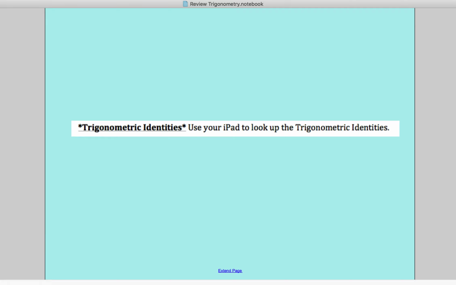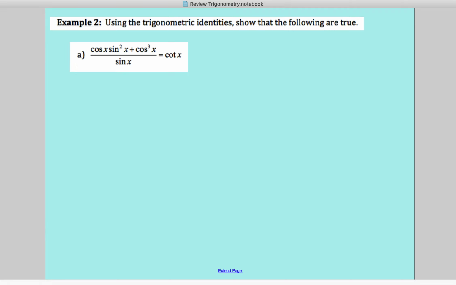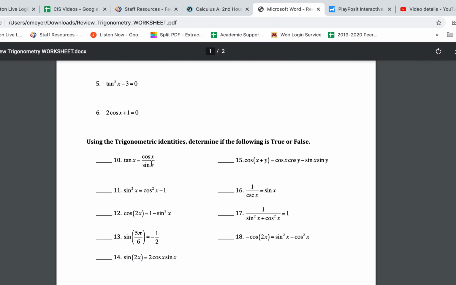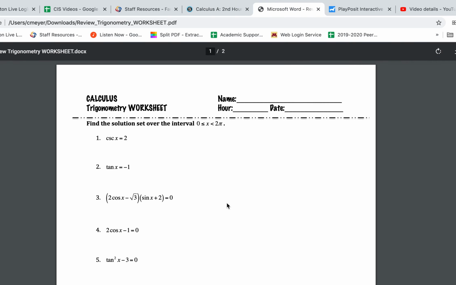Then there is trig identities. I have a trig identity sheet on Schoology, and I think I already pointed that out to you earlier. It is right here. That will be helpful on your homework. There is a true-false section on your homework. Here's your worksheet for today.